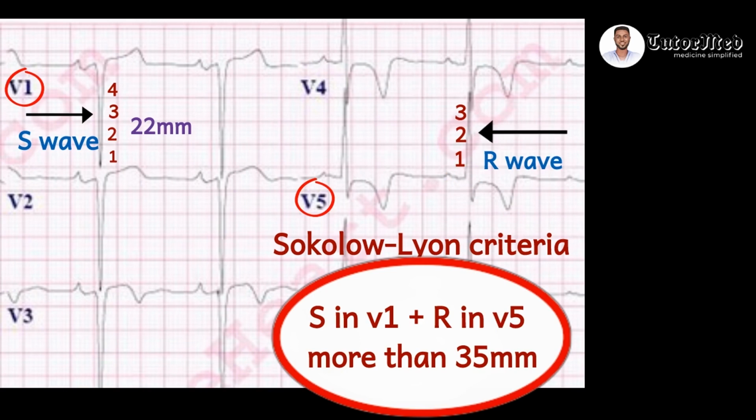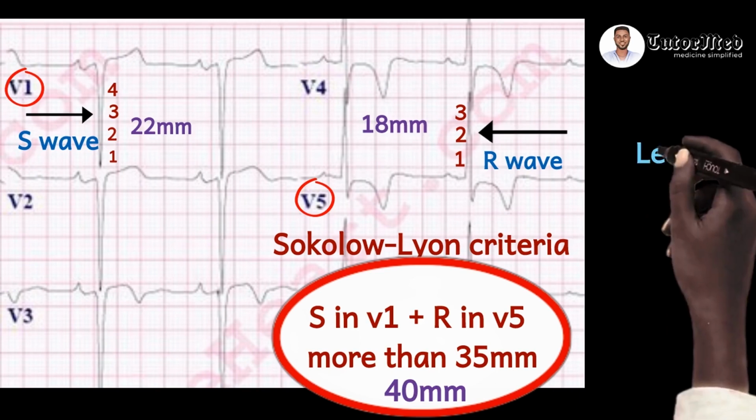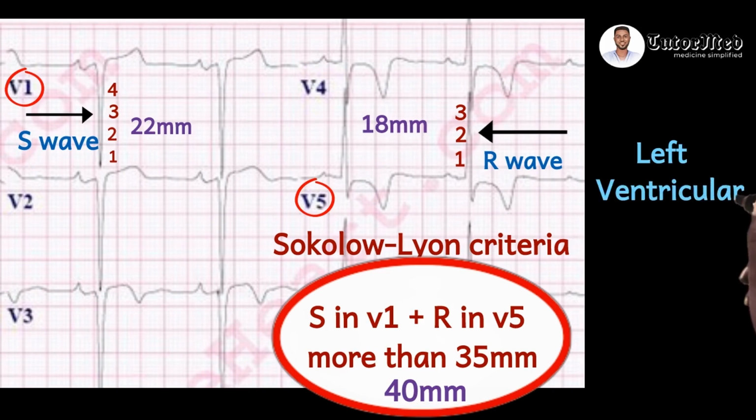It goes beyond about 1 small box. It means that the R wave covers 3 big boxes plus 3 small boxes. And 3 big boxes is equal to 15 millimeters. And so adding everything, the R wave covers 18 millimeters. Now, adding the 18 to the 22, it means that the S wave in V1 plus the R wave in V5 is 40 millimeters. And since it's more than 35 millimeters, this ECG shows left ventricular hypertrophy.